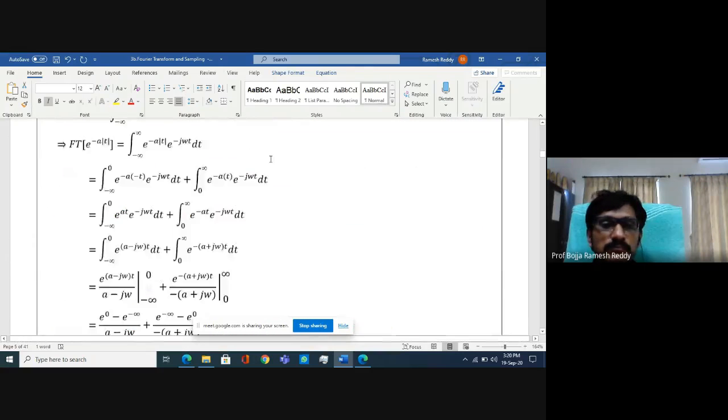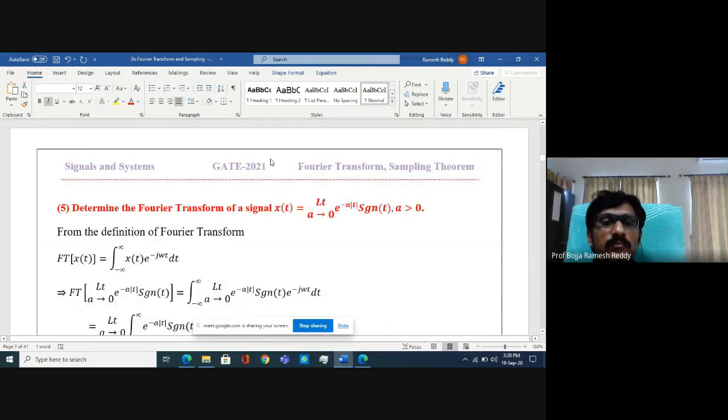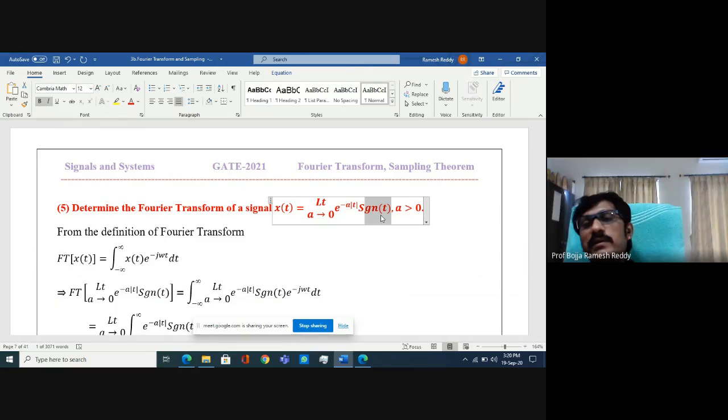Okay. Next one: determine the Fourier transform of the signal limit a tends to 0, e power minus a modulus of t, sgn of t. Here sgn of t is the signum signal, which is multiplied with the double exponential. In the previous example, e power minus a modulus of t was multiplied with sgn of t. What is sgn of t? Its amplitude is 1 when t is positive and minus 1 when t is negative. It's a double step signal.